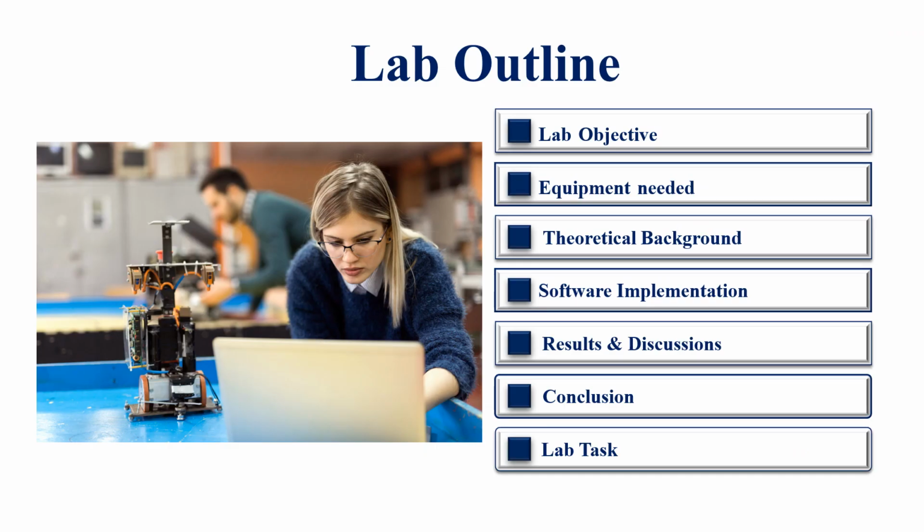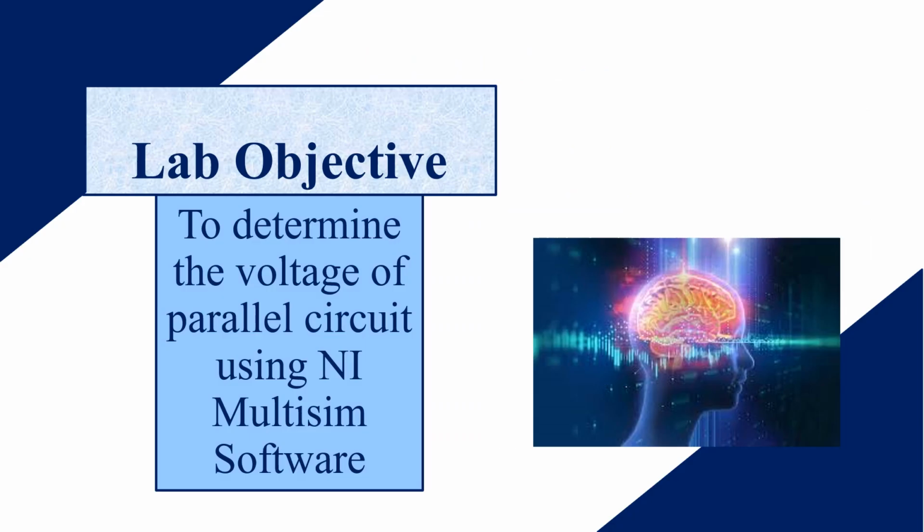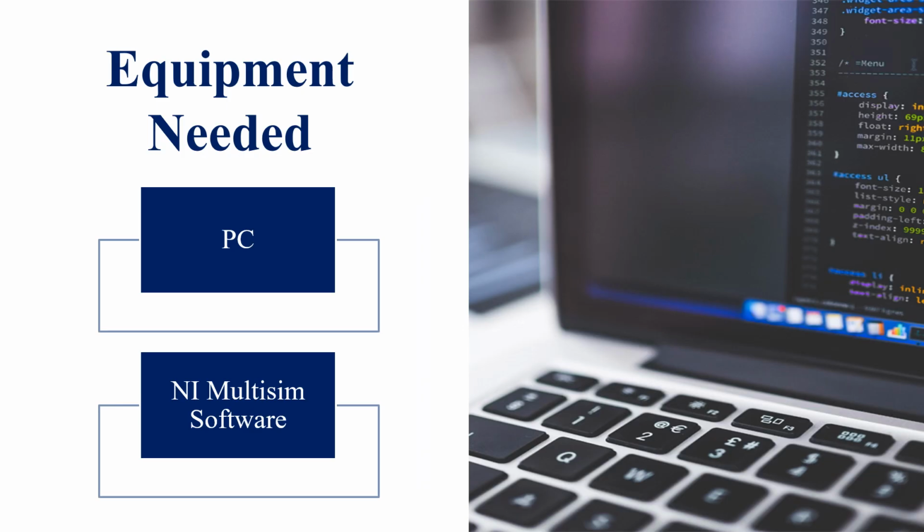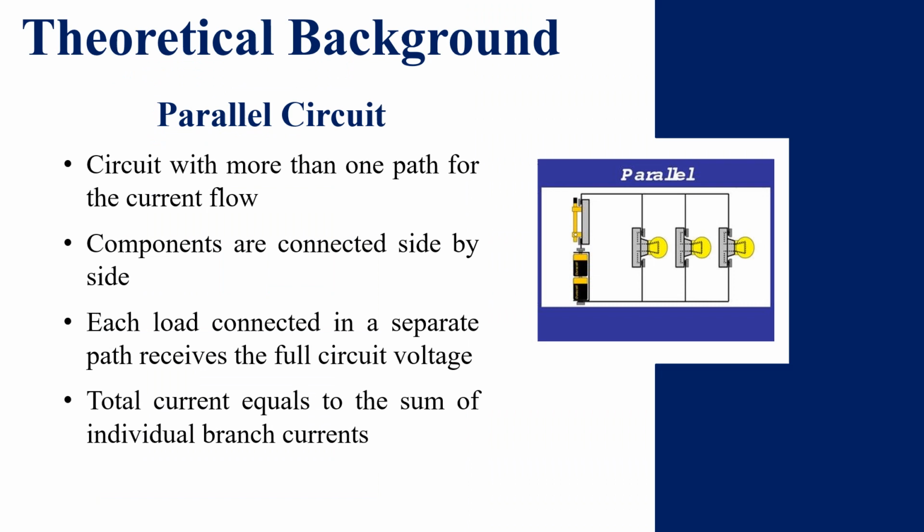Agenda of this experiment includes 7 different sections: lab objective, equipment needed, theoretical background of the experiment, software implementation, results and discussion, and conclusion. The basic objective of this experiment is to determine the voltage of a parallel circuit using NI Multisim software. The basic equipment needed for the experimentation is NI Multisim software installed on a personal computer.